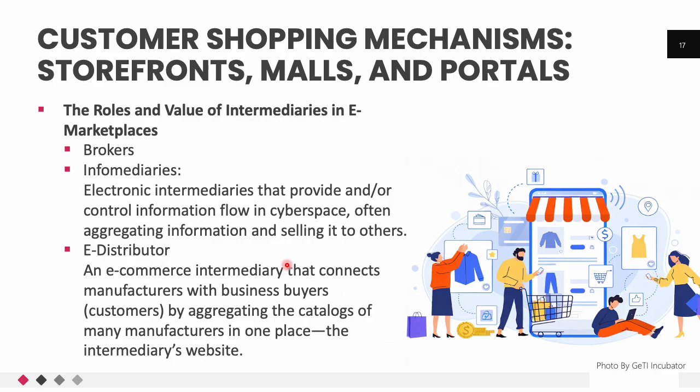And then the second one, they call themselves infomediaries. So they are the info guardians. They control and analyze data flow to protect privacy or to create value. And the next one is the e-distributor. So they are the digital wholesalers. They combine products from many manufacturers in one catalog for bulk buyers.